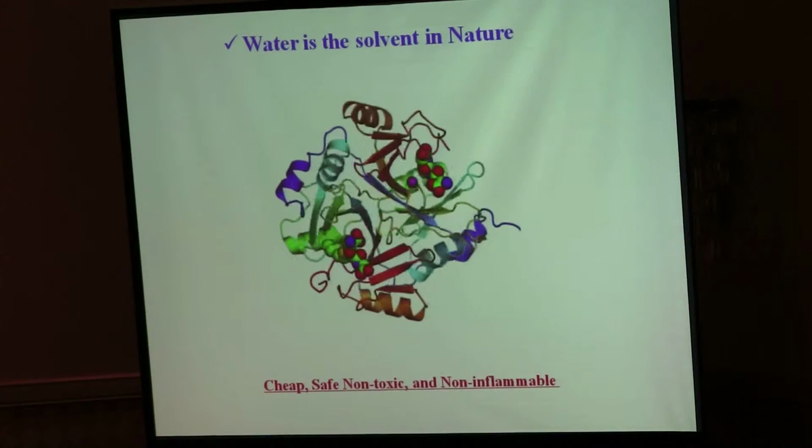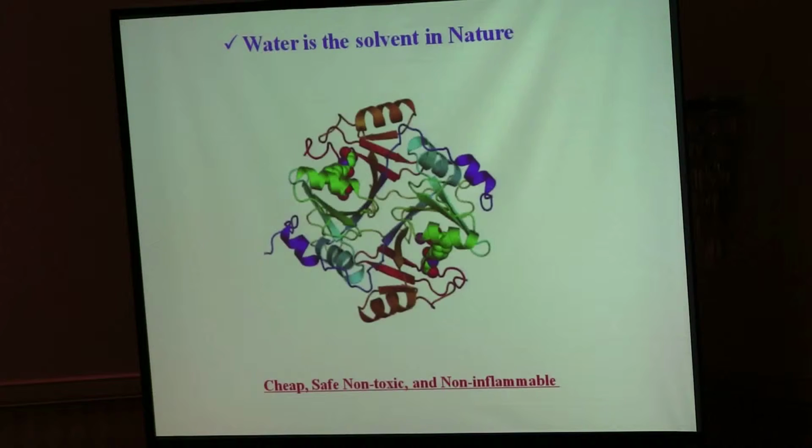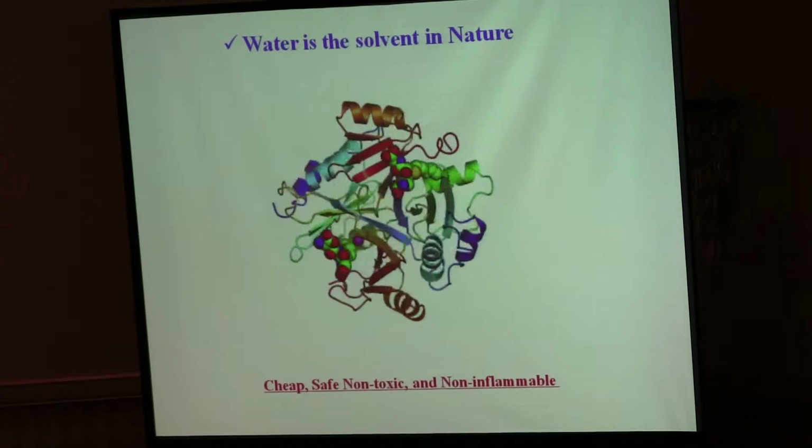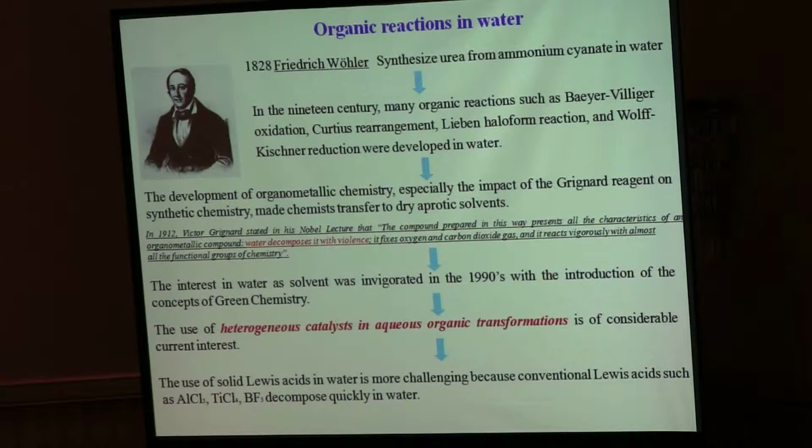But when we look at nature, we usually see water used as a solvent. It's cheap, safe, and non-toxic, with many advantages compared to toxic organic solvents. And when we look at history, water was a common solvent in organic reactions. The first organic compound synthesized by humans was urea, which was definitely produced in water. And in the 19th century, many organic reactions were developed in water. So why is water now not very popular in organic labs?